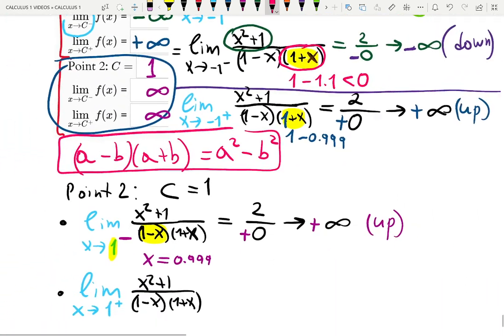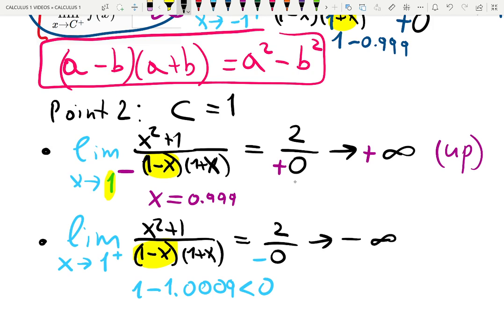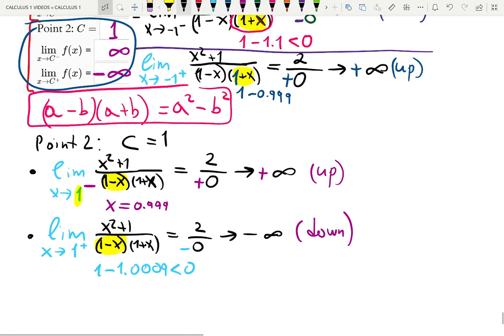Let's use it in this first factor. Let's see what is going to happen with 1 minus 1.0009. In this case it's negative, unlike in the previous case, where it was positive. So it will be 2 over 0, but in this case from the negative side, so it's going to be minus infinity, which means the function is going down forever. The outputs are going down to minus infinity. And we put minus infinity here. Those are the final answers.